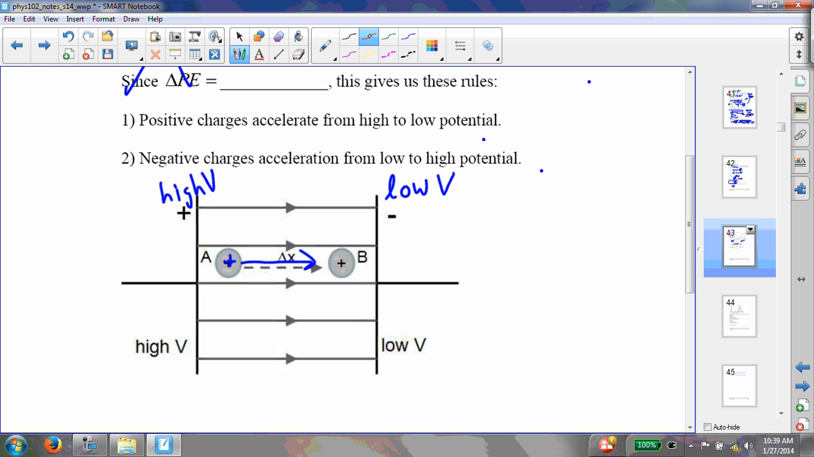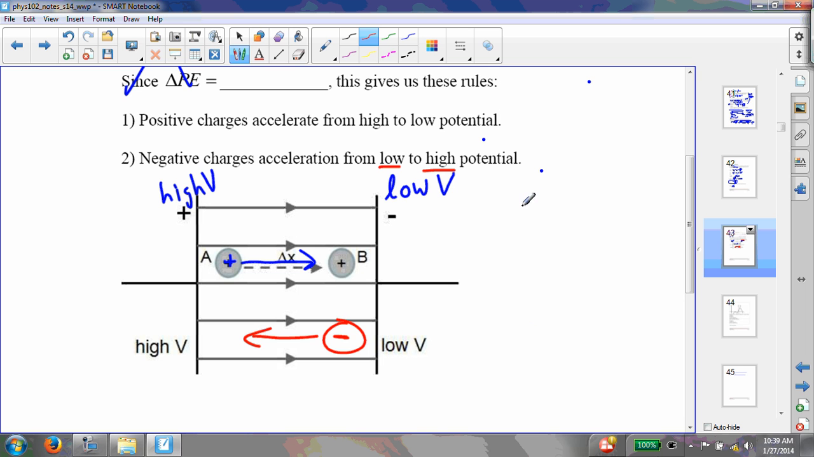Contrast that, if I have a negative charge, they tend to move from low to high potential. So if I have a negative charge here, it's going to tend to move in that direction, as you would expect from the electric field. Negative charges will always flow opposite the direction of the electric field lines. Remember, the electric field lines are the direction that a positive test particle would travel in that situation. So a negative test particle is going to move the opposite direction.